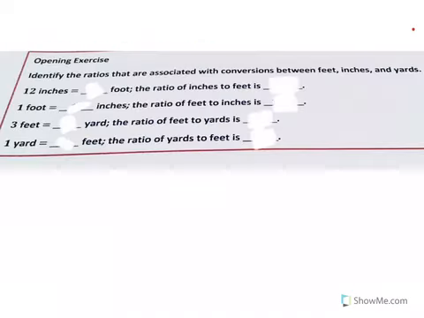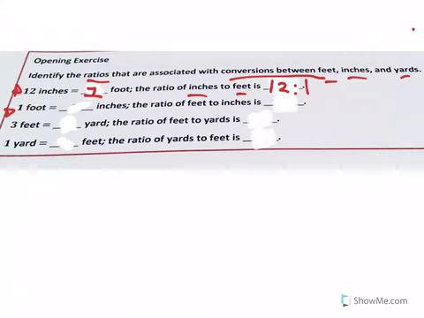Let's do this together. It says, identify the ratios that are associated with the conversions between feet, inches, and yards. Simple enough. Okay, let's look at this first one here. 12 inches equals blank foot. Well, they kind of gave it away, right? If it's foot and not feet, then it's singular, and we know there are 12 inches in 1 foot. 12 inches equals 1 foot. The ratio of inches to feet would be 12 inches to 1 foot, right? So it's a 12-to-1 ratio.